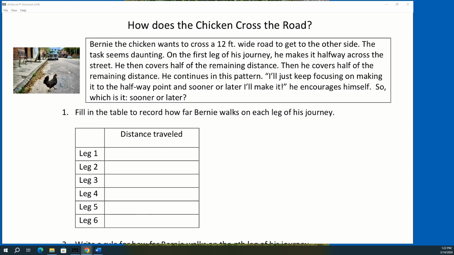All right, so this chicken is trying to cross the road, and he walks and then stops and then covers half. He just keeps covering half the distance. So his first leg, where he covers half the distance across the road, how far was that? 6. Yeah. And then the next leg. 3. Hold on, that's supposed to be feet.